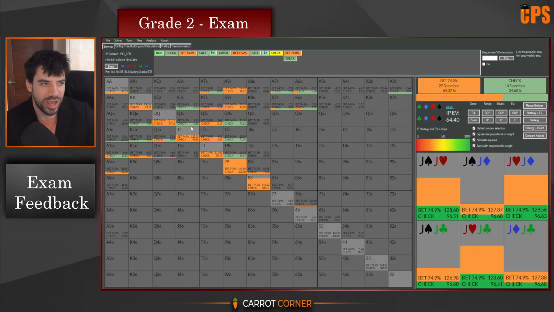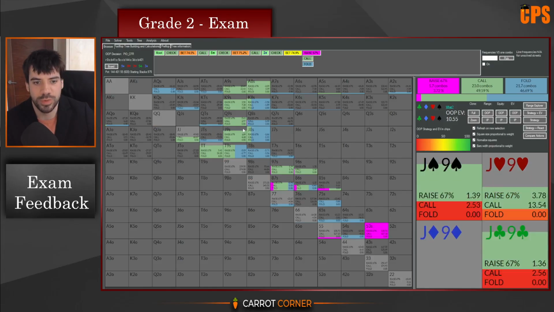Why are we able to raise the 8-7 but not the 9-7? So when we look at the raising range here, 9-7 is barely raising.